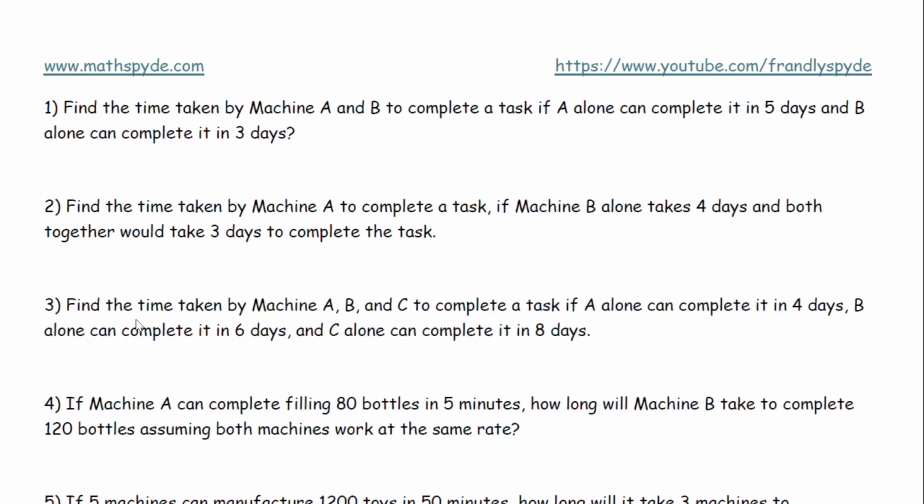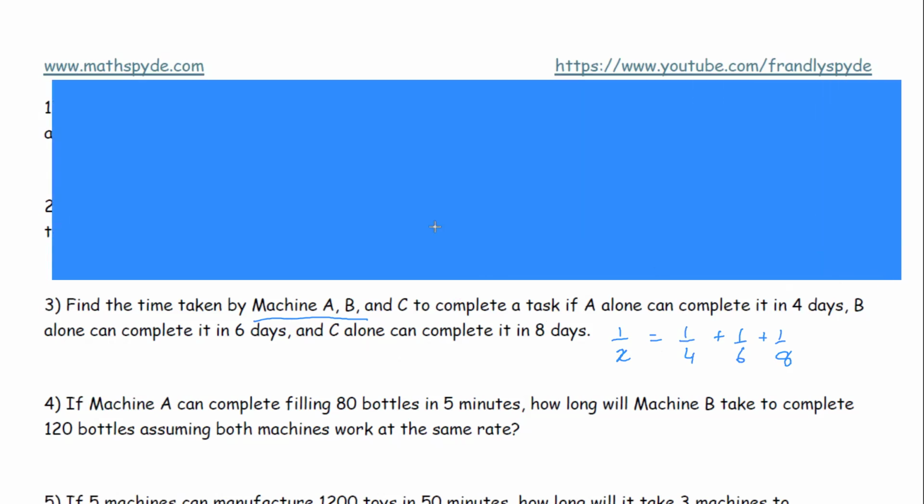Third one. Find the time taken by machines A, B, C to complete a task, if A alone can do it in 4 days, B alone in 6 days, and C alone can complete it in 8 days. So that is 1 by X is equal to 1 by 4 plus 1 by 6 plus 1 by 8. So again, we just solve this. We'll use the formula as well. The formula is X is equal to ABC. And remember, it's not A plus B plus C, it's AB plus AC plus BC.